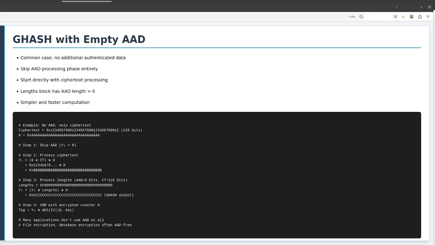Next, you process the lengths block. AAD length is 0 bits. Ciphertext length is 128 bits. The lengths block begins with 0x00 and ends with 80.